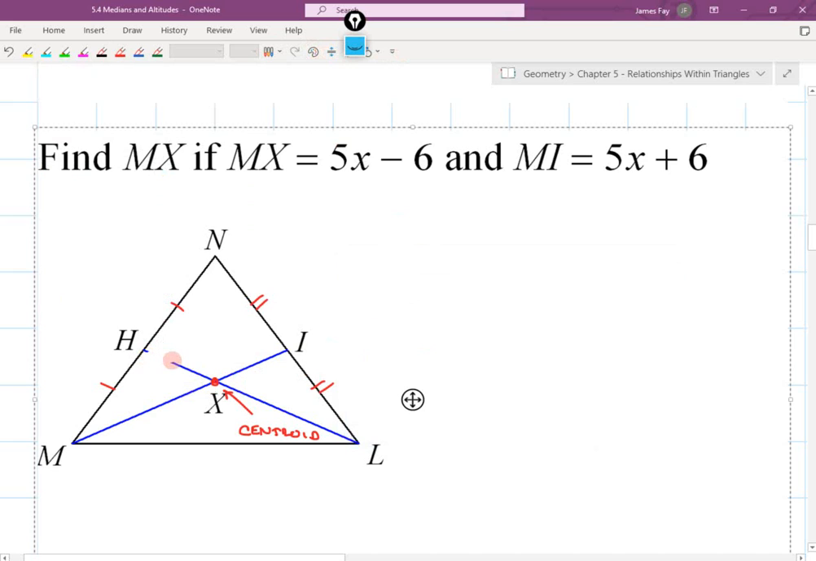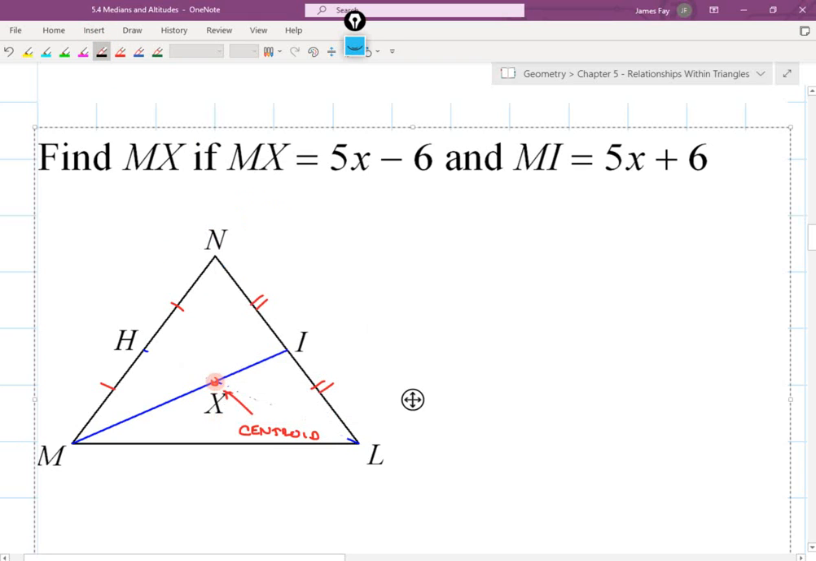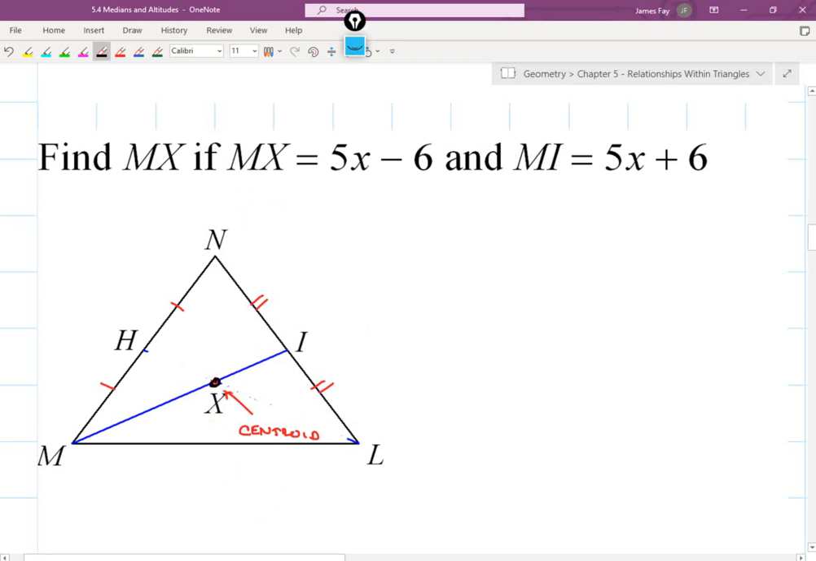So I'm just going to cover up that median right there, because I don't need it. The only reason that median was there was to accurately locate where X was on that blue line. Does that make sense? Okay. So now we have to identify the relationships between MX, XI, and MI. Okay. So I go back up and it says find MX. So that's what I'm looking for, MX.